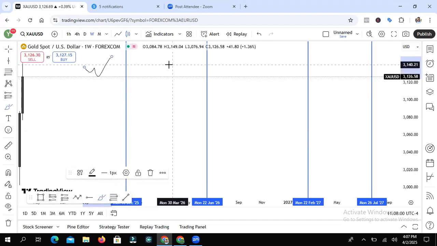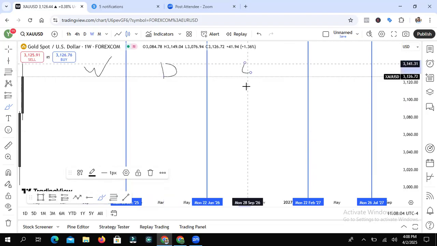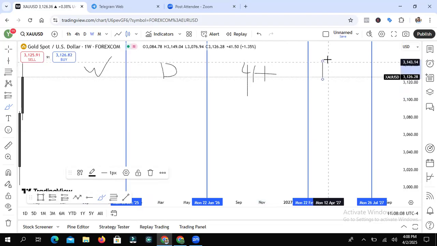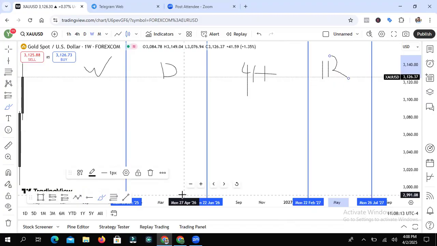Now let's call the first one your weekly time frame. This is your weekly. This is your daily time frame. This is your 4 hour. Like I said, these are all the time frames you need. And then this is our last one, that's the 1 hour time frame. That is all you need to trade profitably.